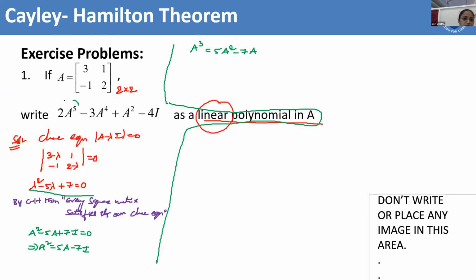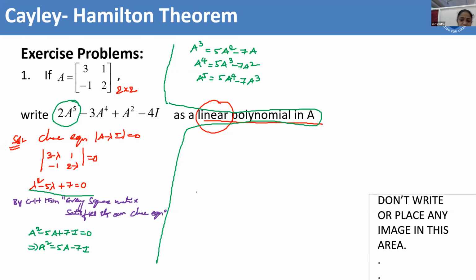We need to find up to A power 5. A power 4 equal to, again multiply with A on both sides, then we will get 5A cube minus 7A square. Next, A power 5 equal to 5A power 4 minus 7A cube, isn't it?